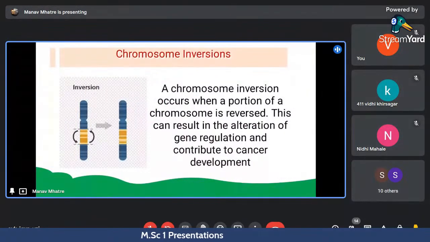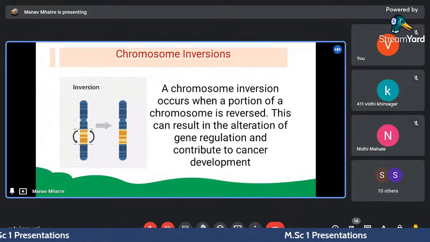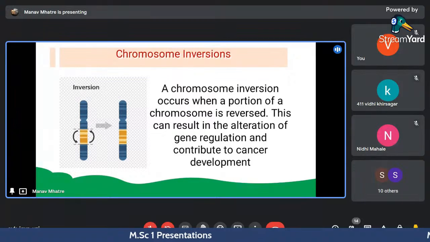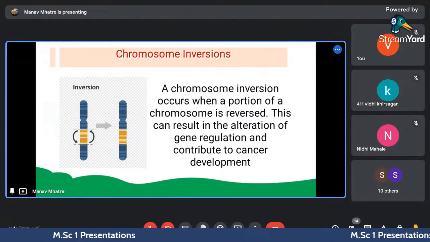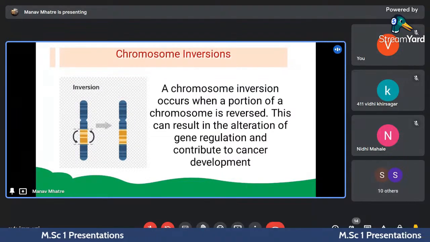So next is inversion. What is inversion? A chromosome inversion occurs when a portion of a chromosome is reversed. It means there is a cut in the chromosome and it is reversed and placed in the same chromosome. This can result in alteration of gene regulation and contribute to cancer development.